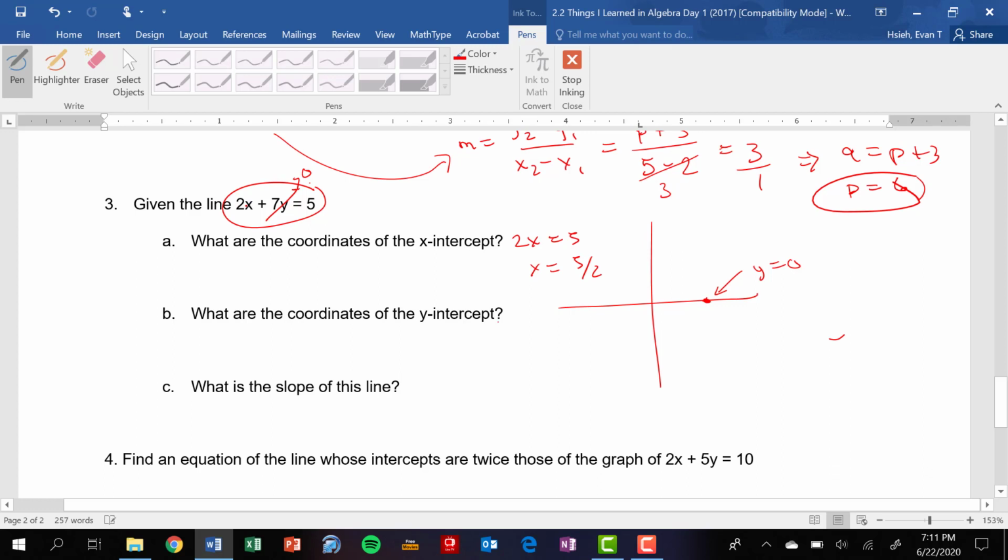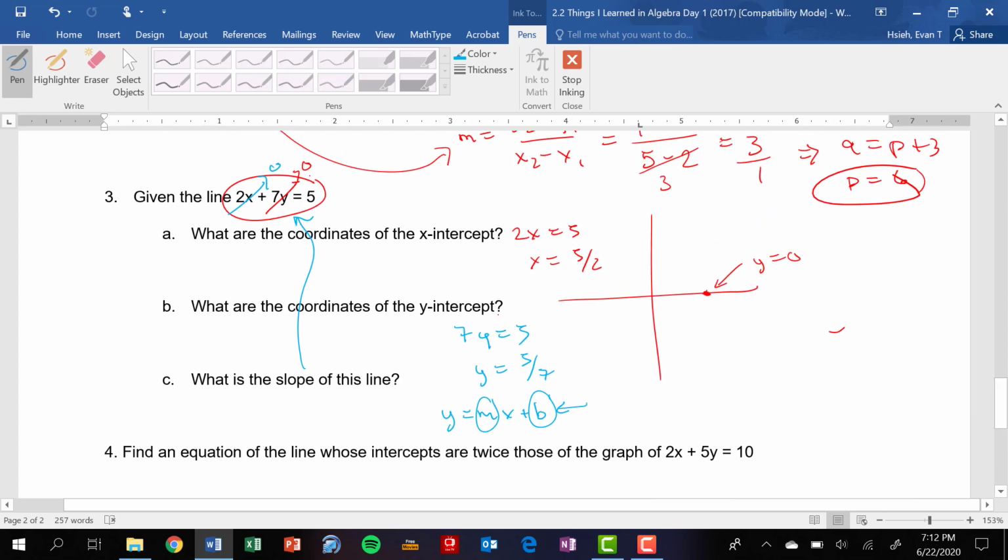For the y-intercept, just set the x equal to 0. So let's change our color here, set the x equal to 0. And so I get 7y equals 5, or y is equal to 5 over 7. And that'll be my y-intercept. To find the slope of the line, I can do one of two things. I can either solve the equation for y, in other words, put it into y equals mx plus b form by solving for y. And whatever my m is ends up being the slope. If I wanted to find the y-intercept, I could do that by finding the b.